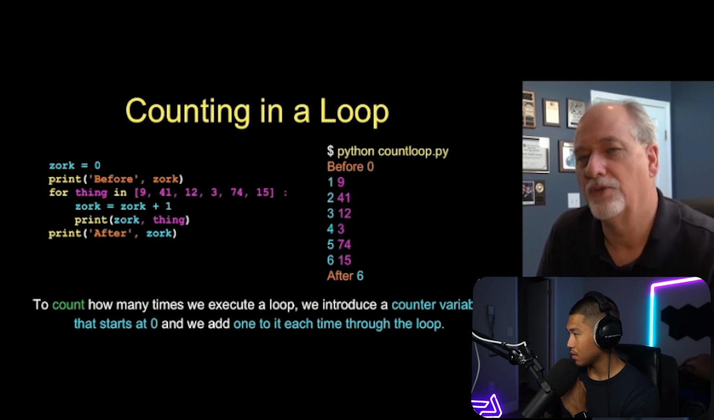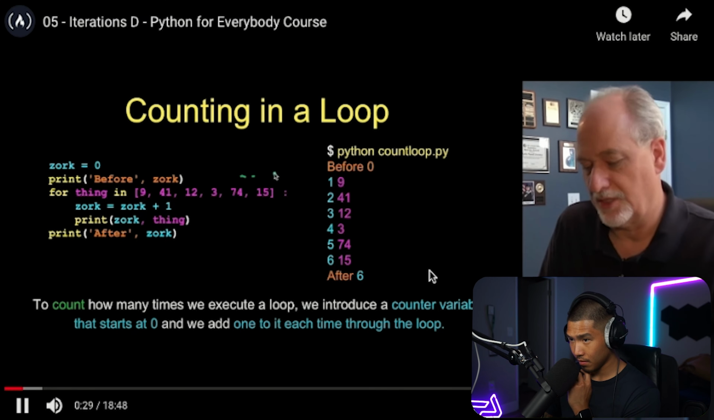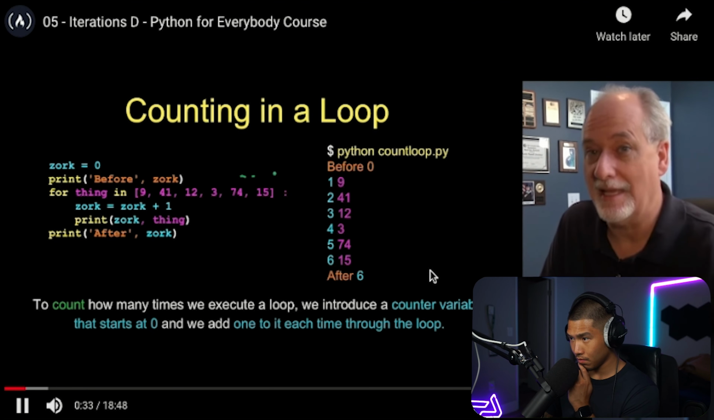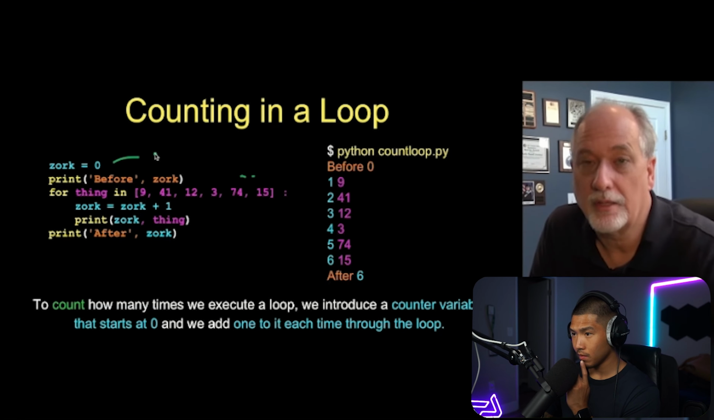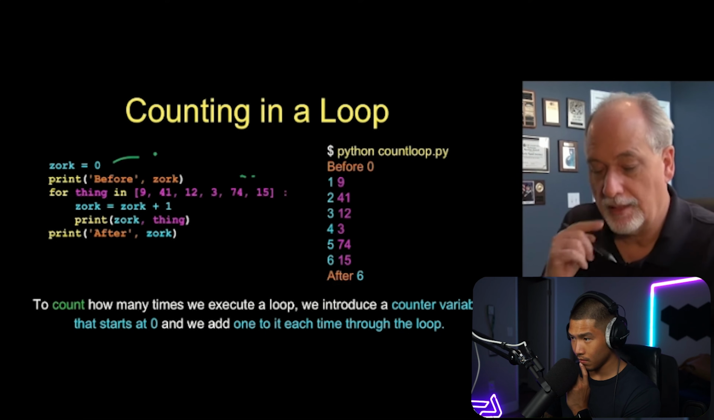And so with the notion of counting, you have to assume that you don't really know that there's going to be a lot more than just 6. But for now, we're just going to do 6. And we're going to count how many things we see in this loop. And the pattern is simple. You set a variable, zork, to 0 at the beginning. We often call this variable count as a mnemonic. And now we're going to run this loop 6 times.